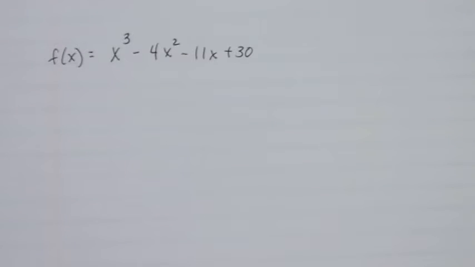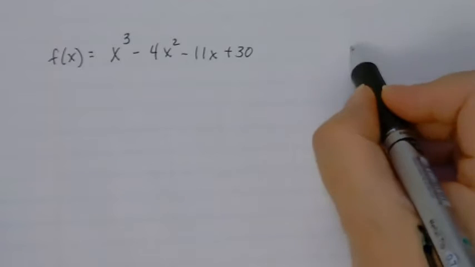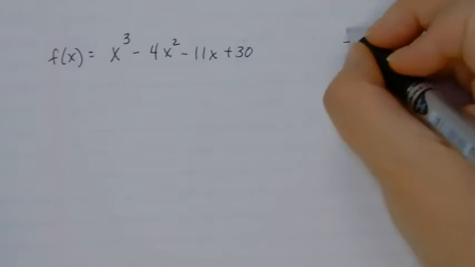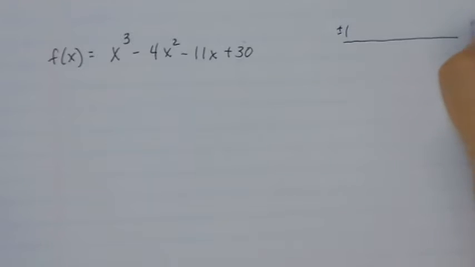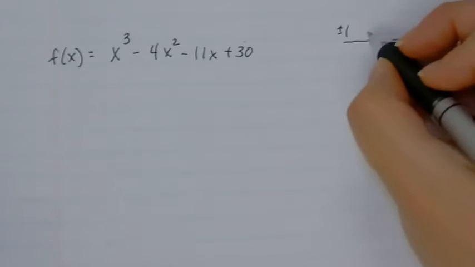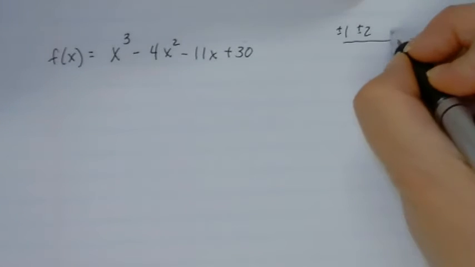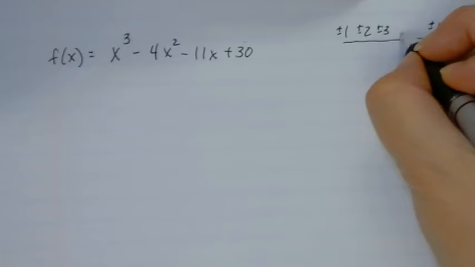Here's our next function. We're going to try to find the zeros. So to start off with, I'm going to make a list of possible zeros. To find the possible zeros, I'm going to do the factors of 30. So that'd be 1 and 30, 2 and 15, and 3 and 10.